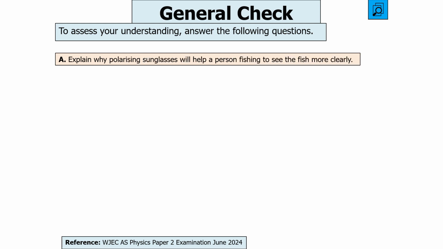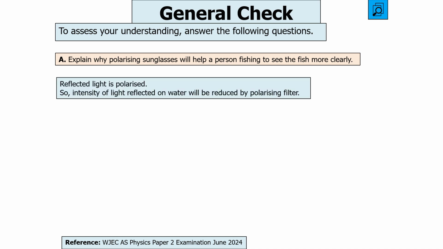Next question, explain why polarized sunglasses will help a person fishing to see fish more clearly. So pause the video now, then unpause the video when you want to go through your answer. Reflected light is polarized, so the intensity of light reflected on the water will be reduced by the polarizing filter.